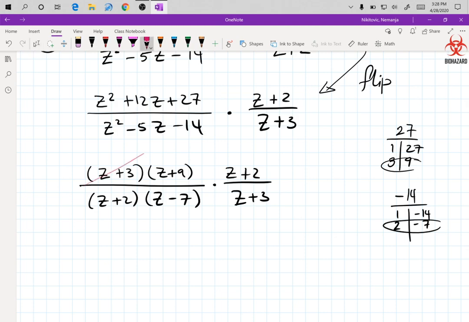So we cancel z plus 3 with z plus 3. We cancel z plus 2 with z plus 2. And we get z plus 9 divided by z minus 7 as the answer. You cannot cancel those z's because of plus 9 and minus 7. They have to stay as is because they represent different numbers, right? The one on top is always 16 larger than the one on the bottom. So that's something that you have to keep in mind.